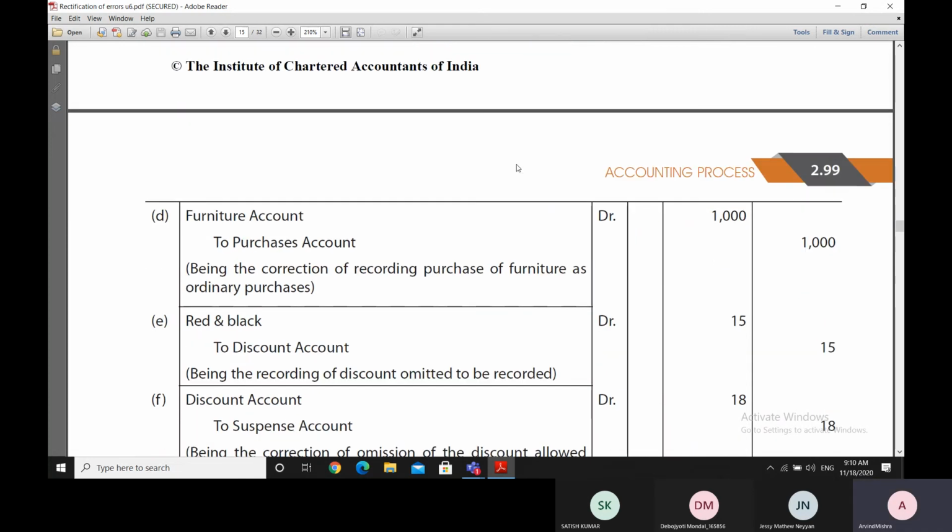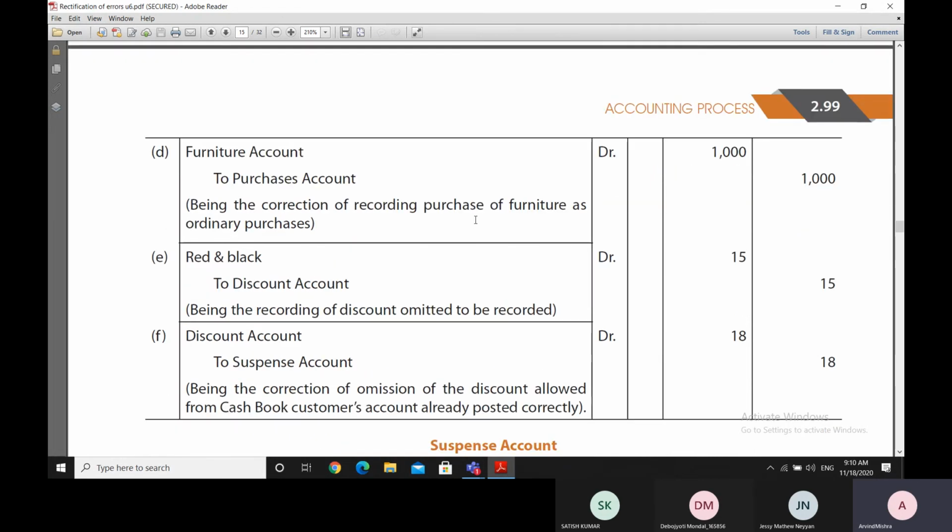Then there is a case where the debit has gone to the wrong account on the same side of the balance sheet. No need for a suspense account here because the trial balance would have tallied. So all we have to do is an entry as we normally make, debit to furniture account and credit to the purchase account.